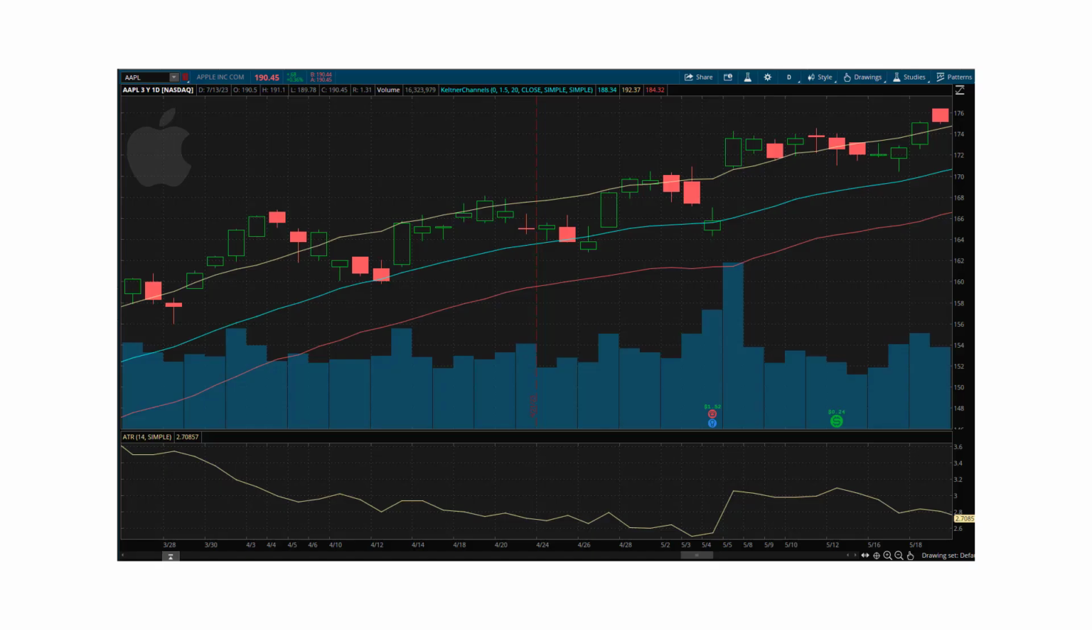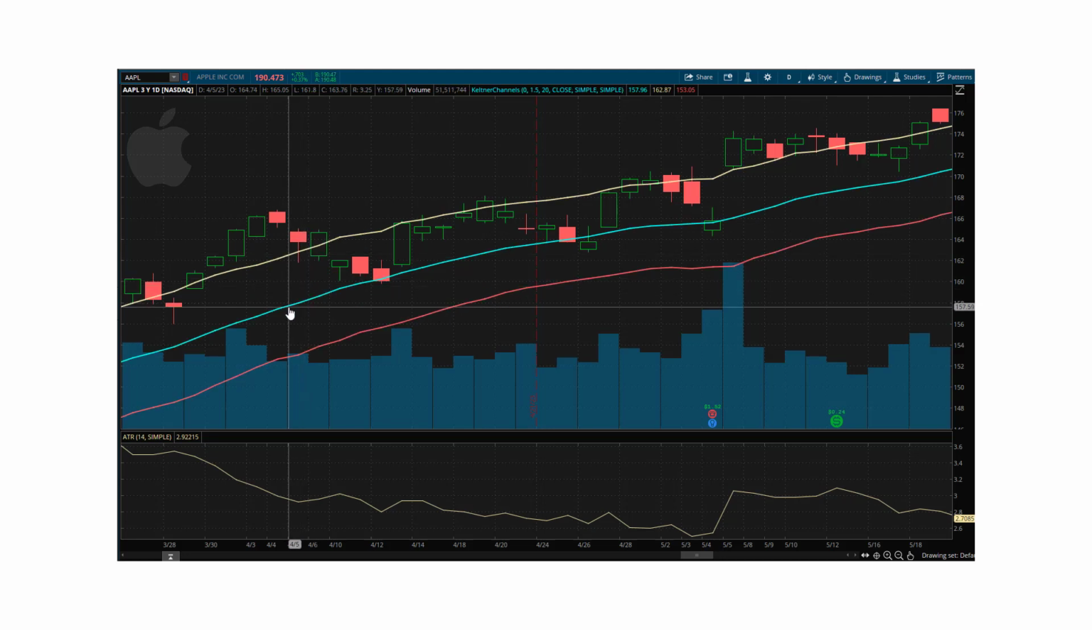This video is going to share a Keltner Channel trading strategy. On the screen here, I have Apple, and you can see that I have a daily chart. This is the Thinkorswim trading platform, and this is the daily chart. So each one of these price candles represents 1 day of price activity for Apple.